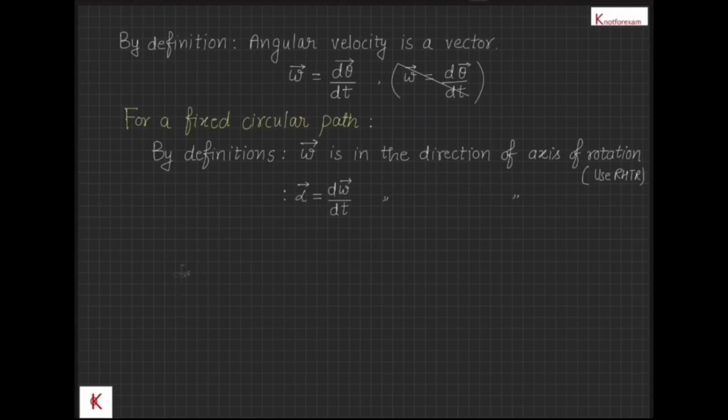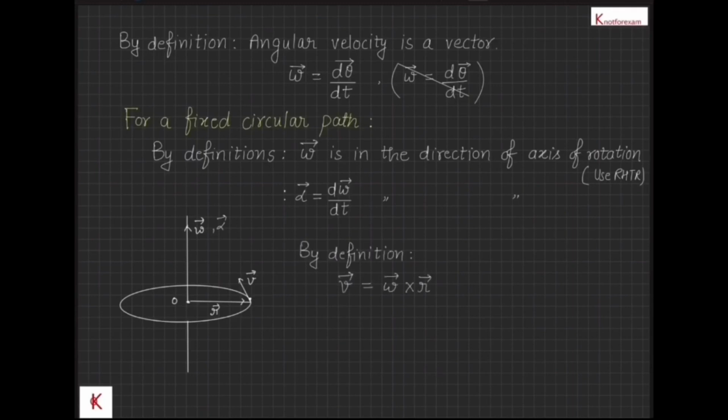Let us assume a particle moving in a fixed circular path of radius r, and at some instant its position vector with respect to the center of the circle is r vector. Its velocity is v vector, and at the same instant angular velocity and angular acceleration are omega vector and alpha vector respectively. Then by definition, the vector relation between v vector, omega vector and r vector is given as v vector is equal to omega vector cross r vector. If we differentiate this, then we get dv vector by dt is equal to d omega vector by dt cross r vector plus omega vector cross dr vector by dt. Therefore, acceleration vector is equal to alpha vector cross r vector plus omega vector cross v vector.